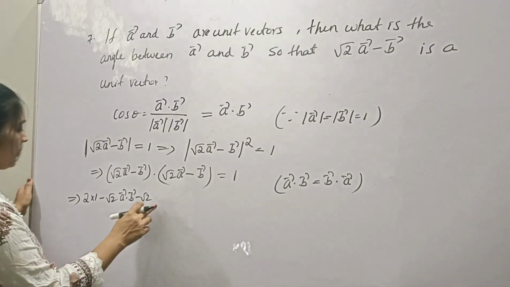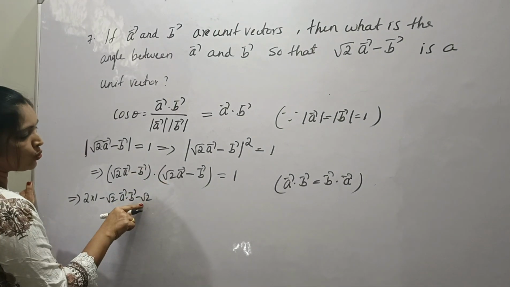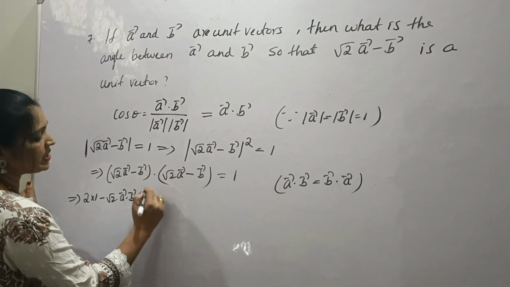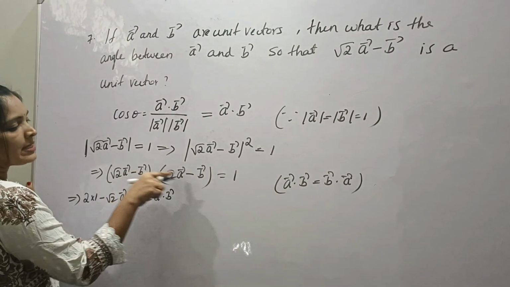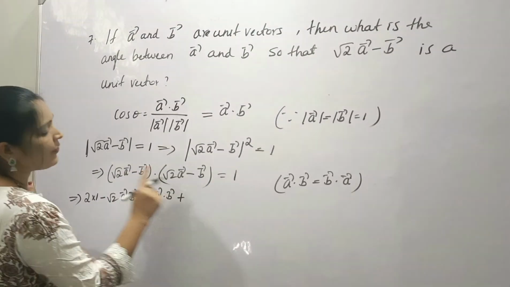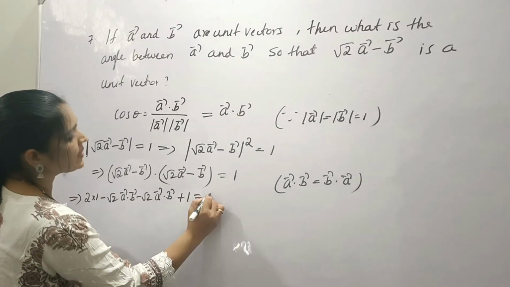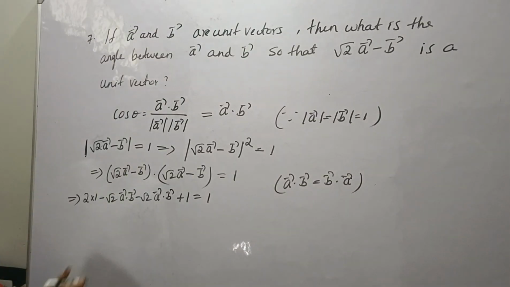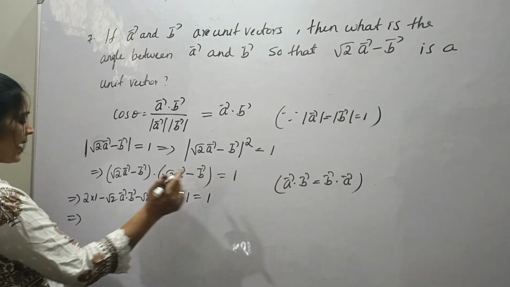So here root 2 minus 1 into root 2 minus root 2, vector B dot vector A can be written as vector A dot vector B. Minus into minus plus vector B dot vector B is 1. Right? That is equal to 1. That implies here 2 plus 1, 3. Take this 3 right side.